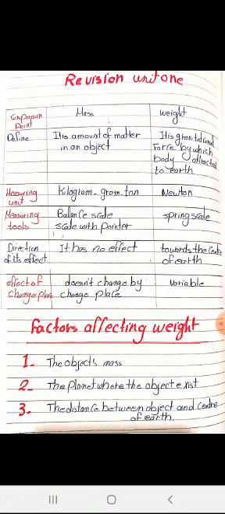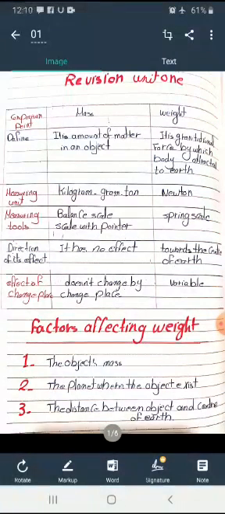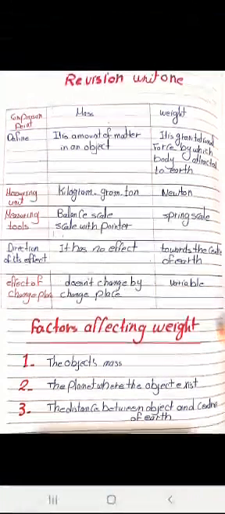Number 2, what is the factor affecting weight? Factor affecting weight, number 1, the object mass. By increasing mass, the weight increase and vice versa. Number 2, the planet where the object exists. By increasing mass of planet, the gravity increase, so the weight of object on this planet increase.